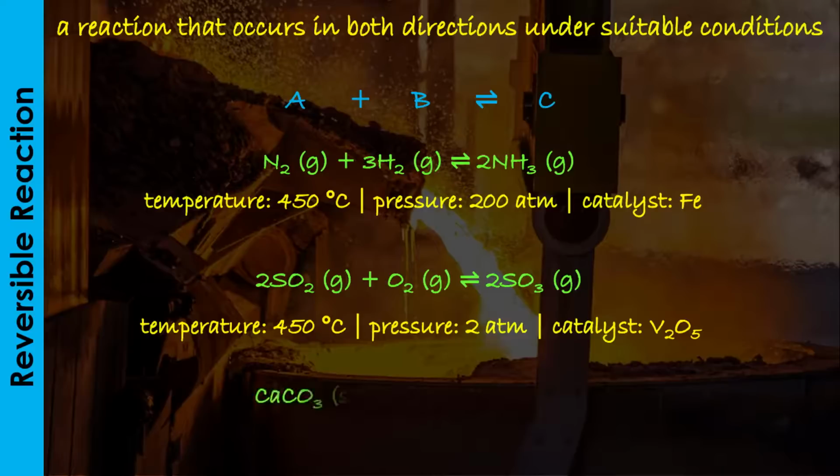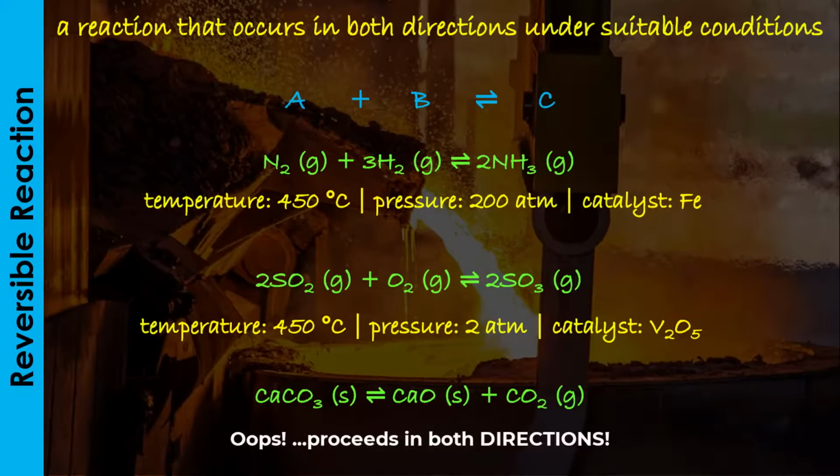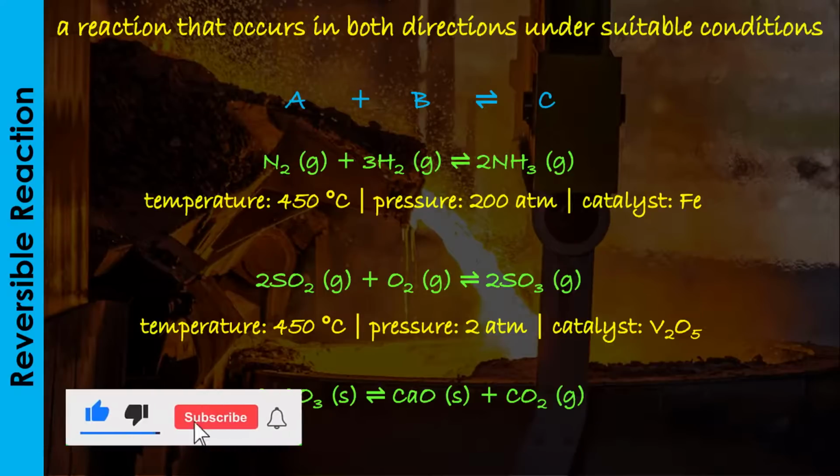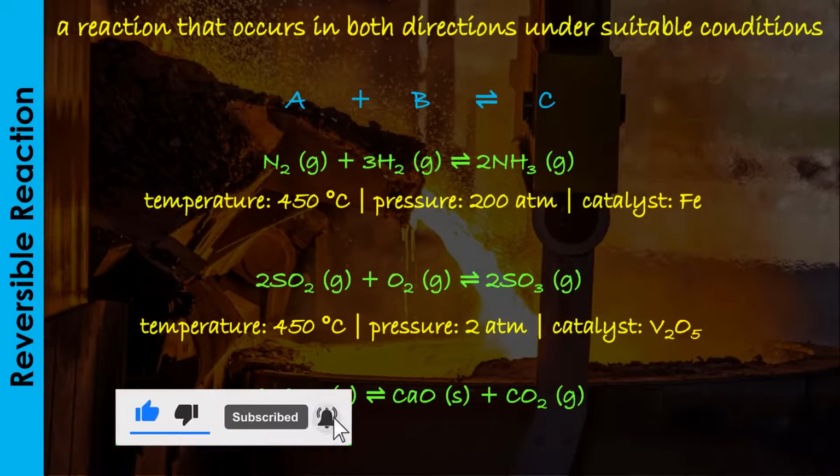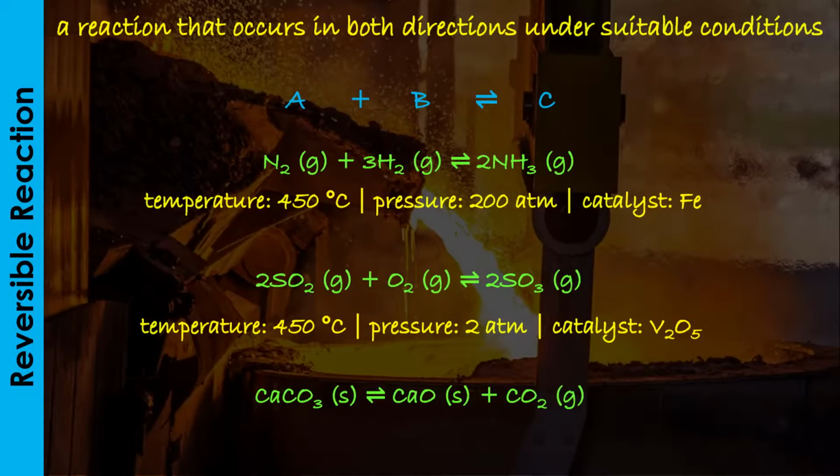When the thermal decomposition of limestone occurs in a closed system, at this stage, the reaction will proceed in both directions. Reversibility is a major condition for a reaction to attain chemical equilibrium, be it in a closed or open system. You will learn more about chemical equilibrium in our subsequent tutorials.